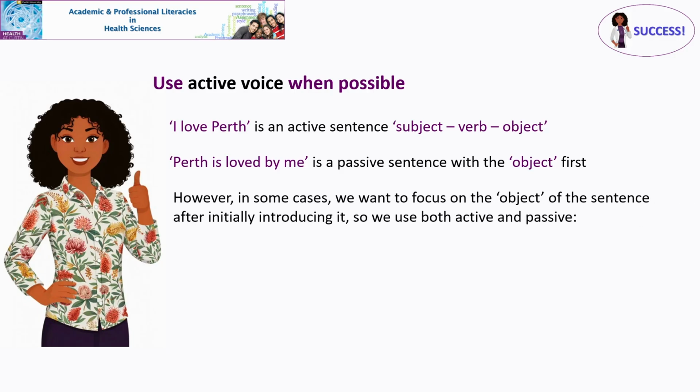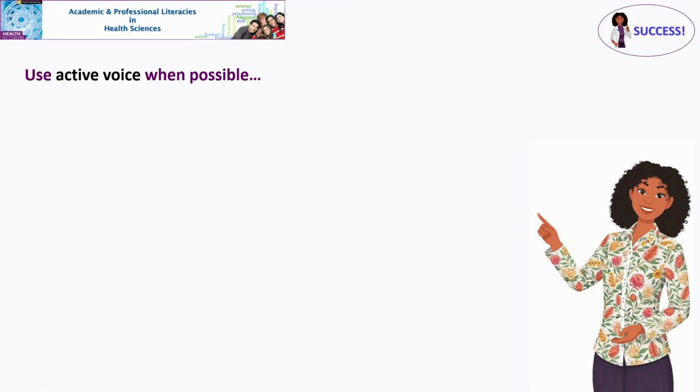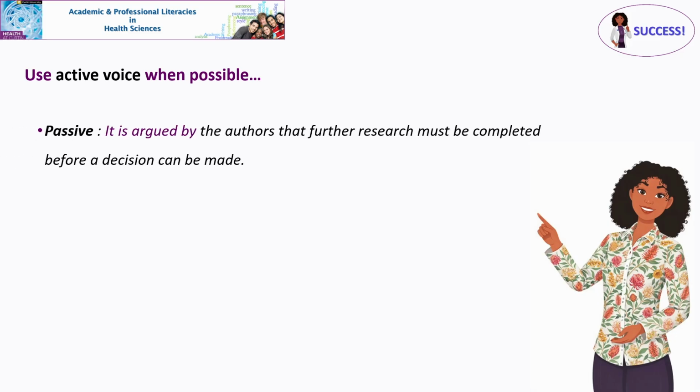However, in some cases, we want to focus on the object of the sentence after initially introducing it. So in the same sentence, we can use both active and passive. I love Perth, and Perth is loved by many people. Makes complete sense. So, as I said before, we try to use the active voice when possible. Let's have a look at this.